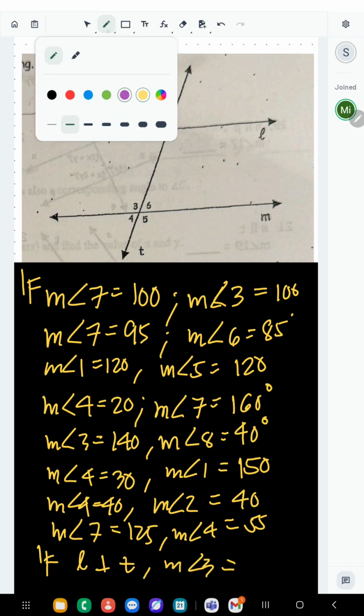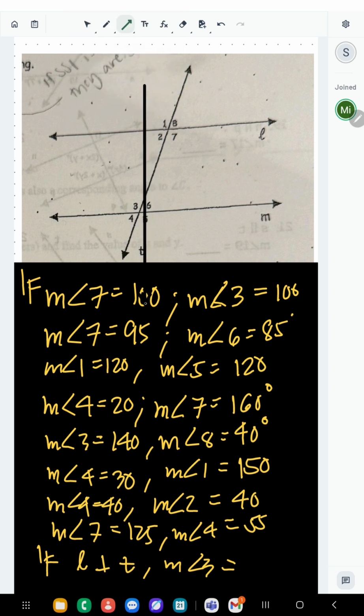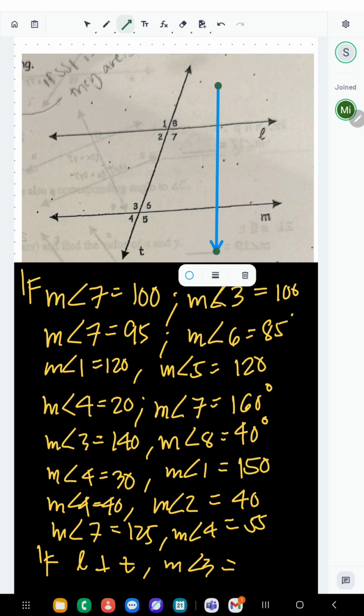Also, T would become like this. T would be like this. I'm drawing here. I'll draw this in what color? Let's say blue. Okay, I'm drawing in blue. So that one, T would be perpendicular to L. Find the measure of angle 3. So angle 3 would be here. It's right. It should be a right angle, right? It should be 90 degrees.